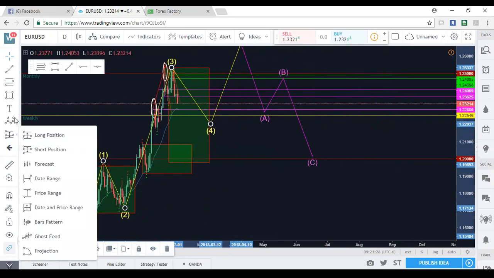Correct. Price line. And then what I'm actually, that's where that freaking was. I knew it had something, dude. This is what I was looking for, the ghost feed and stuff like that. But where is it at?